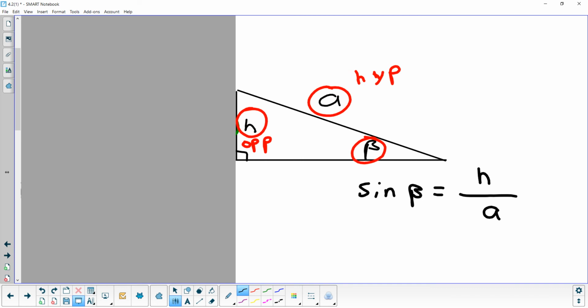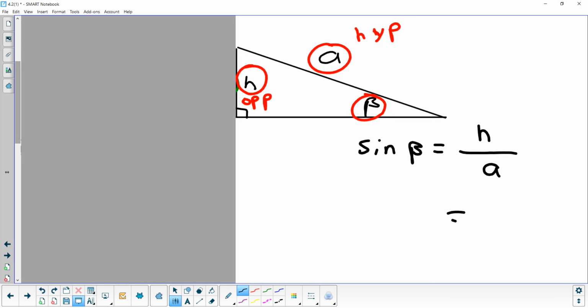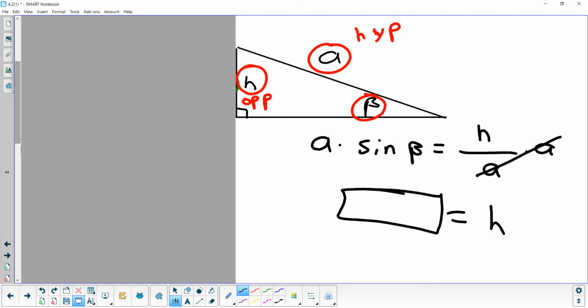Okay. And I want to do the same thing again. I want a formula for H. Right, so Jacob, how would I get H by itself there? Multiply A on both sides. Yep, I'm going to multiply both sides by A. And now we've got a formula for H. Another formula for H. Okay, we already had one. A sine beta. And let's call that box 2.